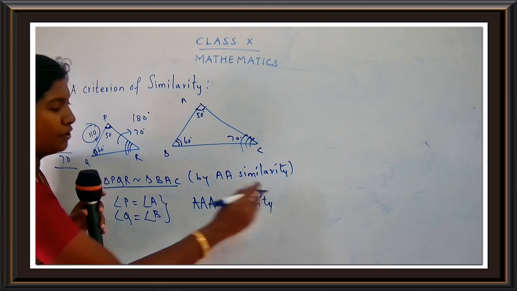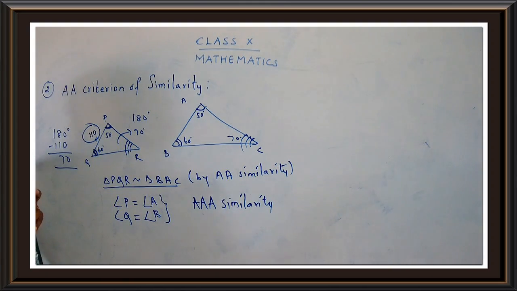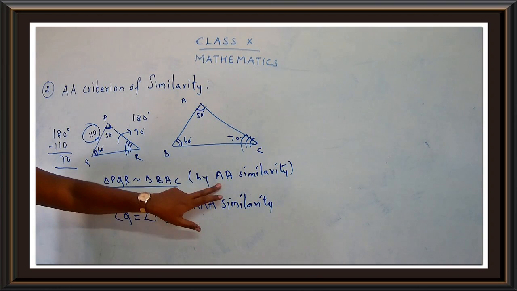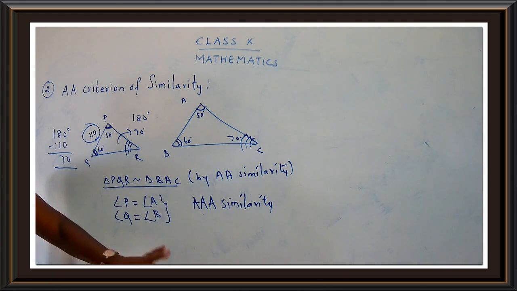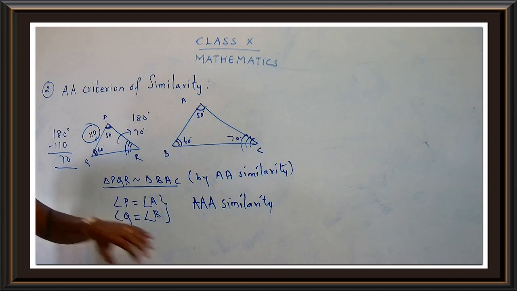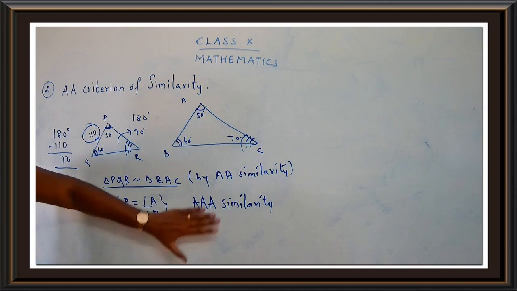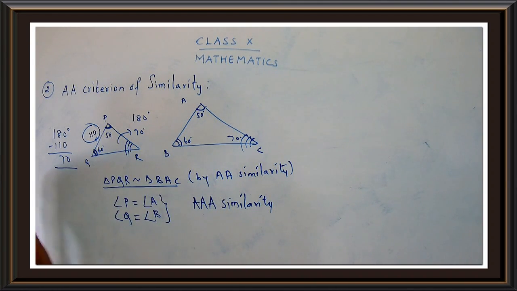Okay, so we are not going to take all the three. Any two is enough for AA similarity. So AA similarity and AAA similarity is one and the same. But we don't go for AAA. We mostly use AA similarity. I hope you are clear with the AA similarity.